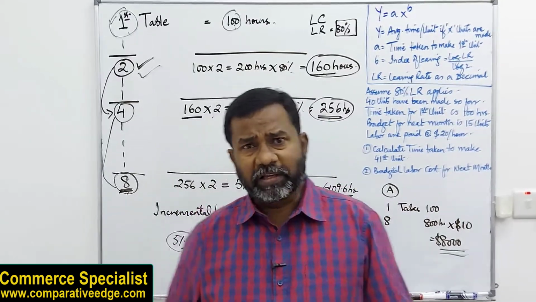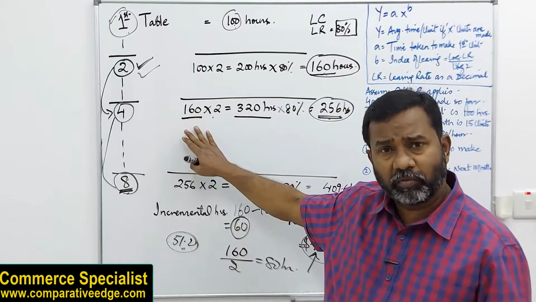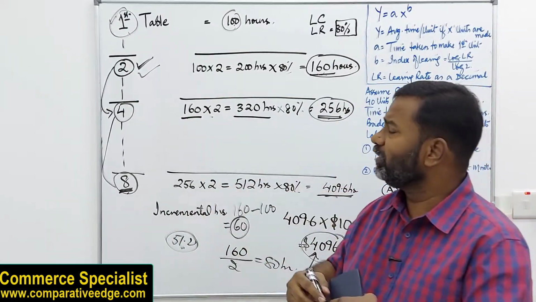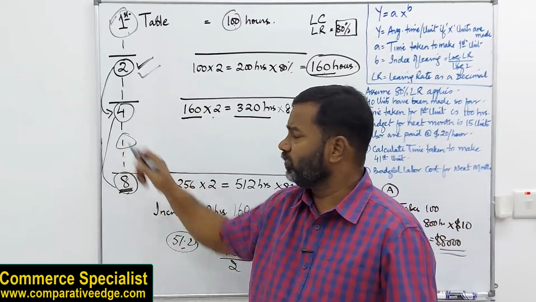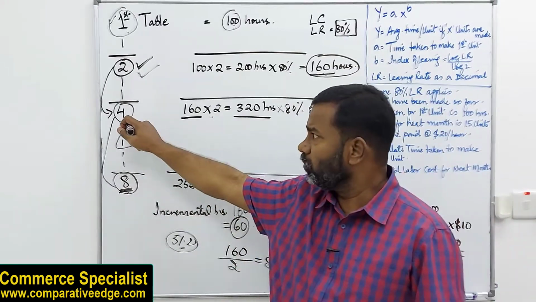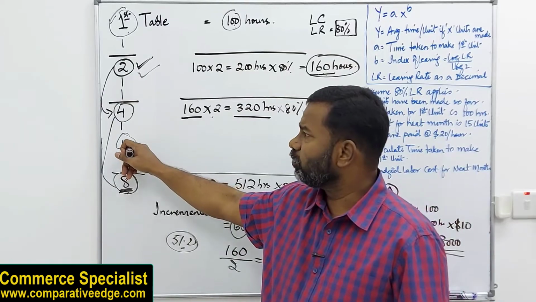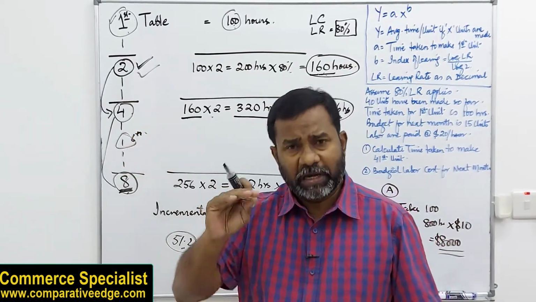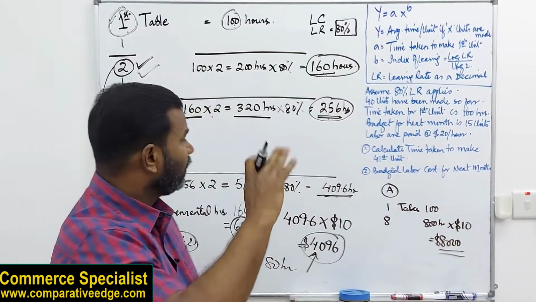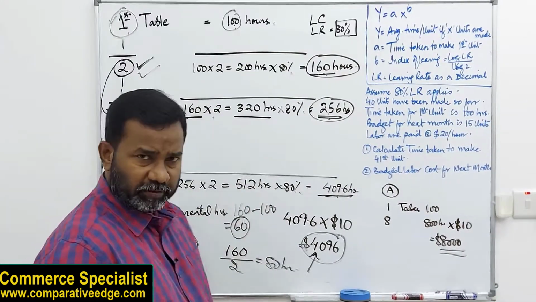Now, one of the drawbacks in the cumulative average time learning model is you cannot find the time taken to make the 6th unit. For 4 units, you know, total 4 units will cost this much. You cannot find what is the time taken to make the 6th unit. That is one of the drawbacks of the cumulative average time learning model.